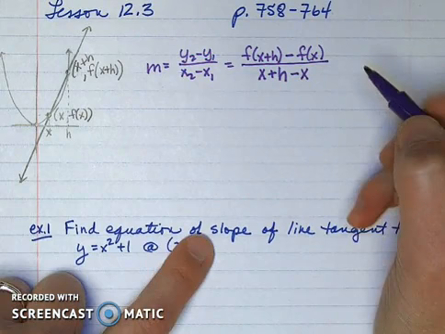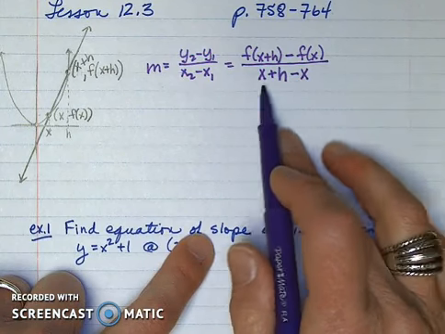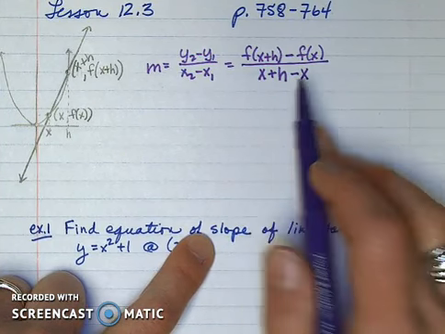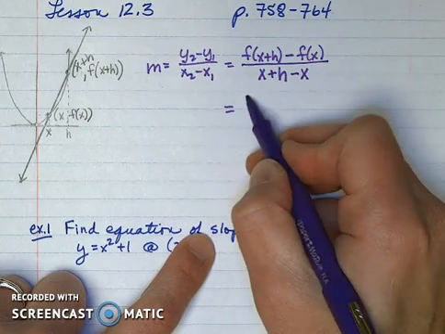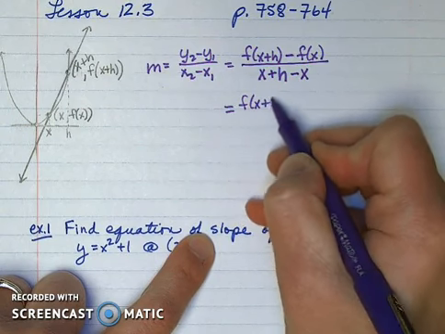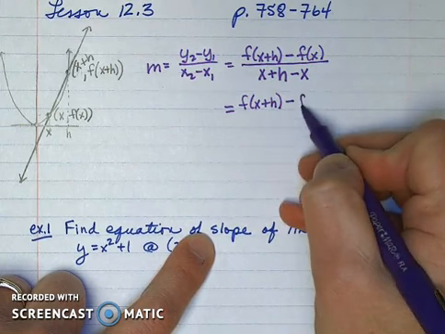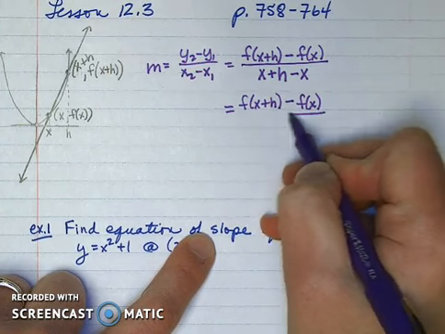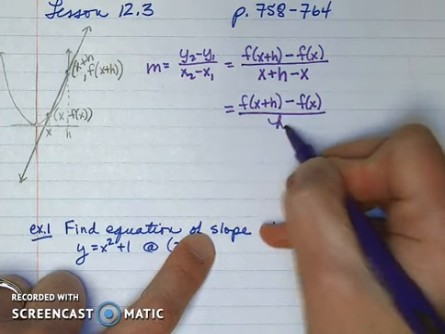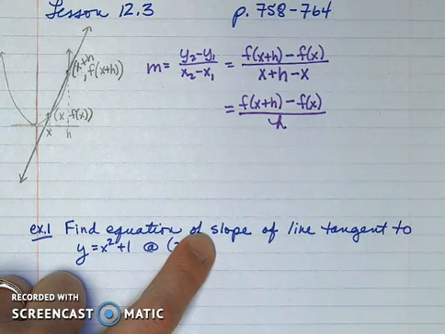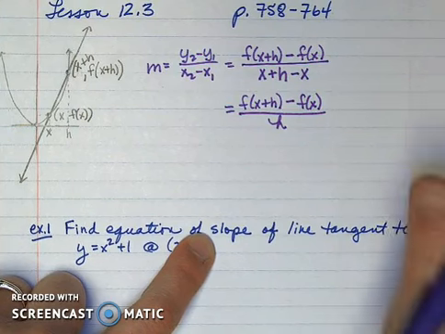Well, down here in the denominator, you notice that your x's disappear. So you have the function at x plus h minus the function at x divided by h. And that's the difference quotient that we talked about and that you've used previously.